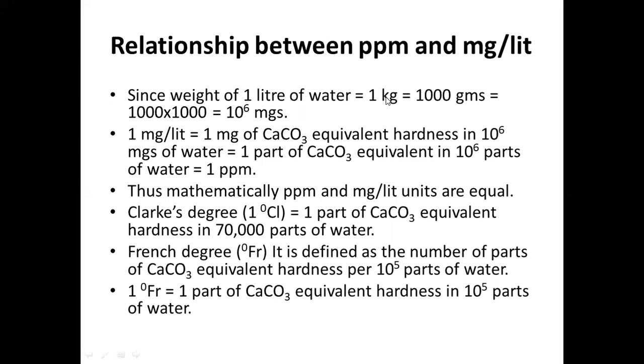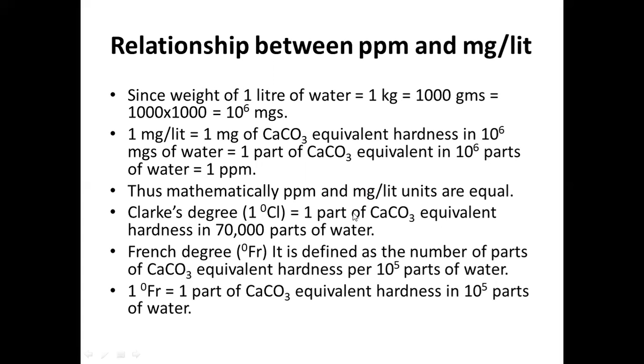Now, the relationship between ppm and mg per liter. What kind of relationship exists between parts per million and mg per liter? We know that 1 liter of water is nothing but 1 kg of water, which is 1000 grams of water, which is 1000 times 1000 milligrams of water, which is 10 power 6 milligrams of water. And 1 mg per liter is 1 milligram of CaCO3 equivalent hardness in 10 power 6 milligrams of water, which is equal to 1 part of CaCO3 equivalent in 10 power 6 parts of water, which is equal to 1 ppm. Thus, mathematically, ppm and mg per liter units are equal.